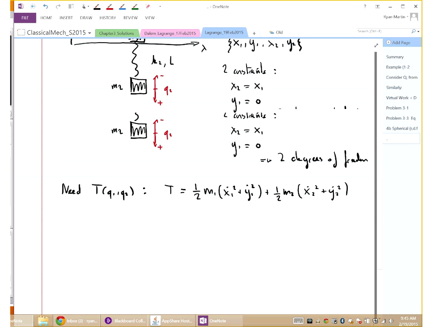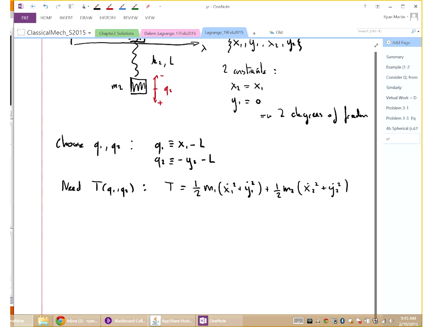But now that's in terms of x1, y1, x2, y2. We really want that in terms of our generalized coordinates. So we need to write out the transformation between the generalized coordinates and the Cartesian coordinates. So x1 is easy. It's just q1 plus L. x2 is equal to x1, so it's also q1 plus L. y1 is 0, and y2 is minus q2 minus L.